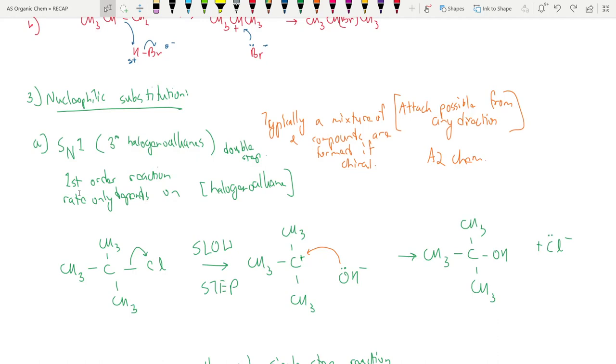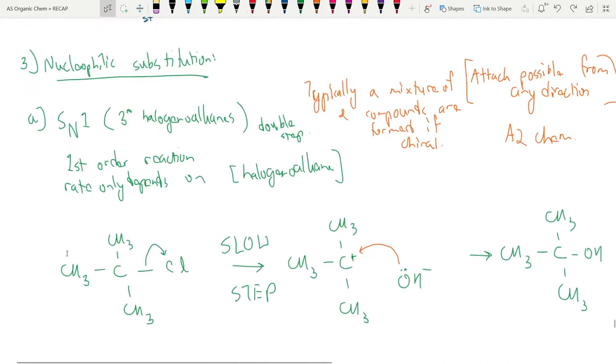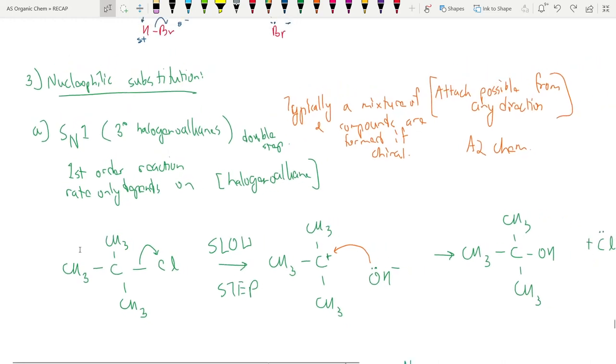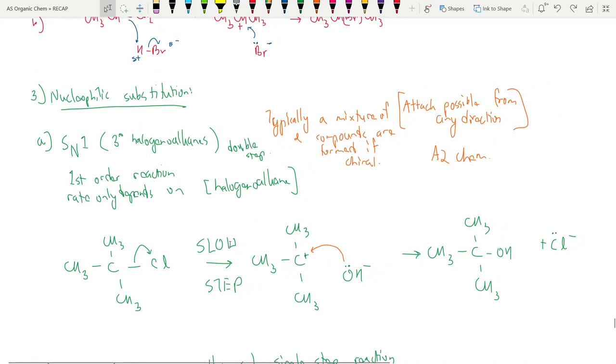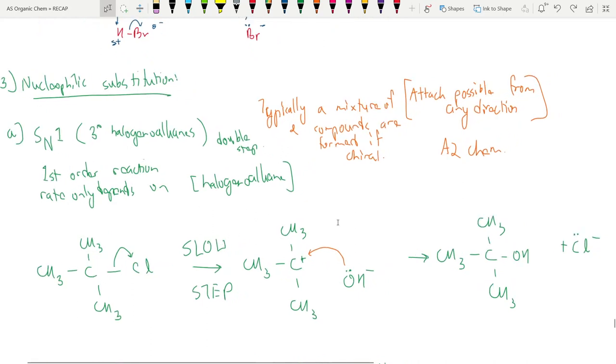Do you understand? So in SN1, it's a double step reaction. In a multi-step reaction, the slowest step is called the rate determining step. In the first step, there's heterolytic fission of the halogenoalkane. We're going to get a carbocation. This is the slow step. In the second step, the hydroxide attacks the carbocation, and we get the alcohol from the halogenoalkane. This is called hydrolysis of halogenoalkanes.